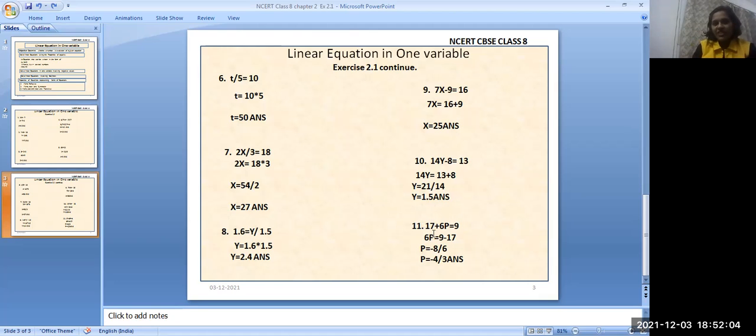So 11th question, 17 plus 6p is equals to 9. So this is a number 17 and 9 is also a number. So 17 will go right hand side. 6p is equals to 9 minus 17. So 6p is equals to minus 8. Divided by 6, this will give 2 3 ja 6, 2 4 ja 8. So answer will be minus 4 by 3. This is your answer. Thank you, students.